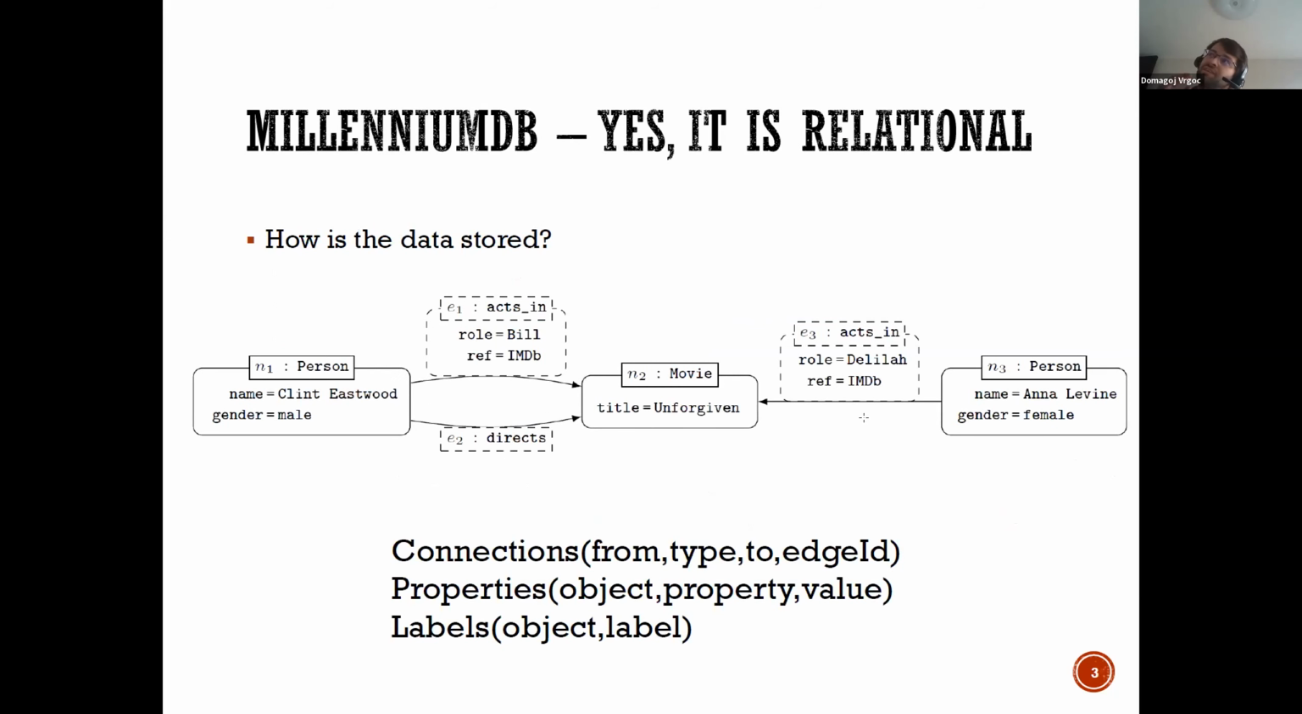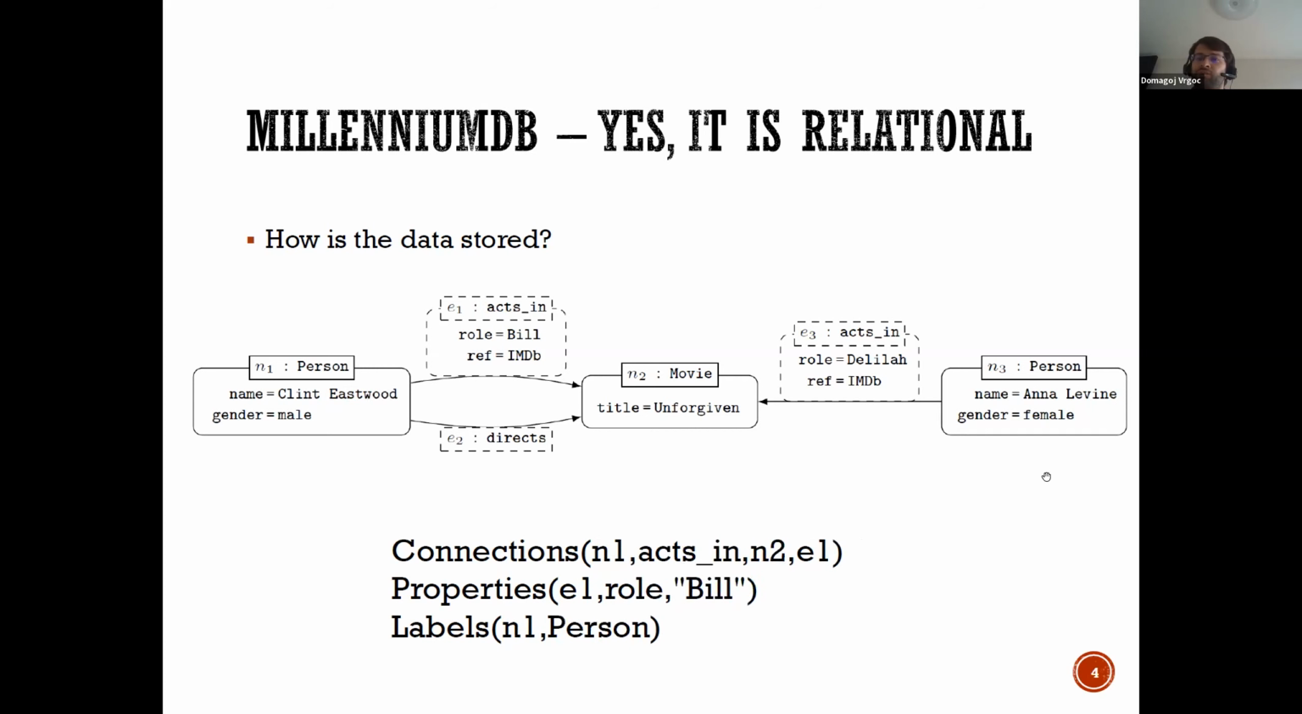The storage is classical, meaning relational. So we really store it as a relation. To store this type of a thing, you can think of having a relational database with three relations, right? You can have connections that tell you from this node, the from, I can get to this node, the to, with an edge of this type, acts in, and I tell you which edge I'm talking about. Then I can talk about properties of a node. So N1 has a property name and the value is Clint Eastwood, or I can say label of an object, N1 has a label person. There's a bit of redundancy here, but so what?